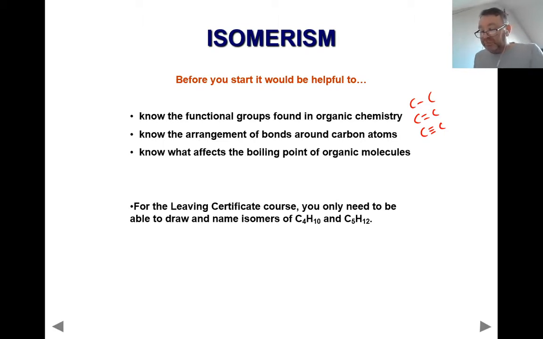Second, know the arrangement of bonds around the carbon atoms. By moving the position of the double bond, do I get a new compound? Does it become, for example, pent-1-ene, pent-2-ene, etc.? By moving the double bond around, do I understand how that affects the name of the compound?